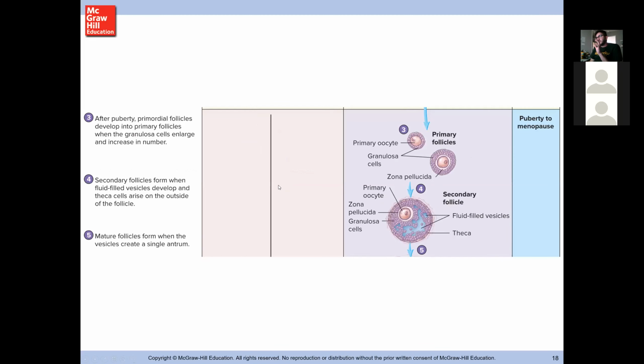So once the female reaches puberty, the primordial follicles develop into primary follicles, okay, where the granulosa cells enlarge and increase in number and size. And they'll form these stratified cuboidal layers of epithelia right here, so these granulosa cells. The zona pellucida forms, that little liquid layer, around the primary oocyte as well.